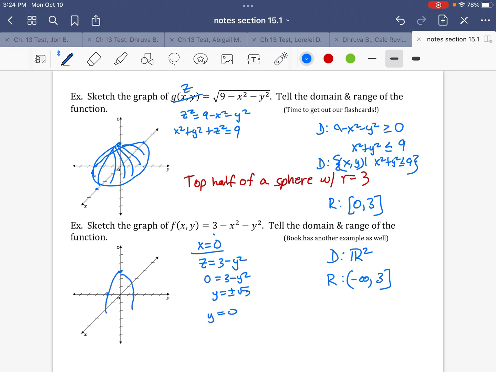And then if I do the same thing for y equals 0, I get z equals 3 minus x squared. So same parabola, but now it's coming to the front. It's hitting here and back there. So basically we have a paraboloid, right? We've seen this shape before, but we have a circular paraboloid. Okay, and then you can see the domain and range in there.